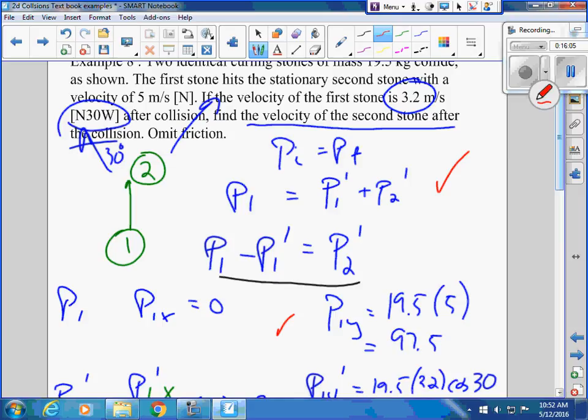PI equals PF. It's how everything starts, right? And then it's about fitting in what makes up the initial momentum and what makes up the final momentum. No, Nate. What is the initial momentum made up of? Rock 1's momentum, right? That's not an equation, it's just a statement. What makes up the final momentum? The momentum of rock 1 prime plus the momentum of rock 2 prime. If rock 2 was moving, then we'd have a P2 in there, wouldn't we?